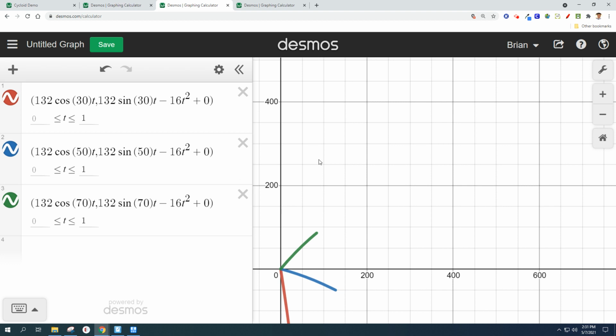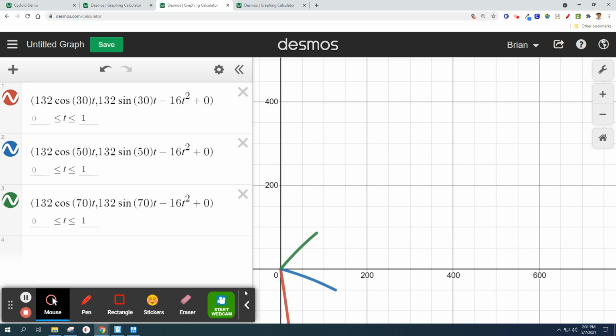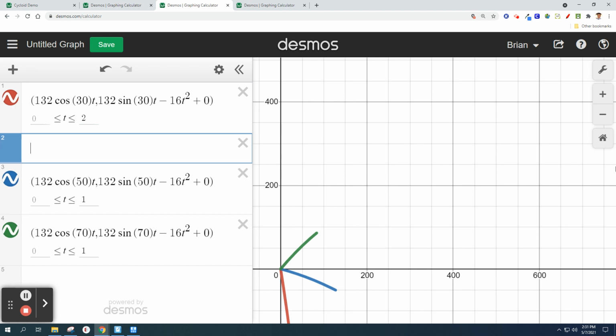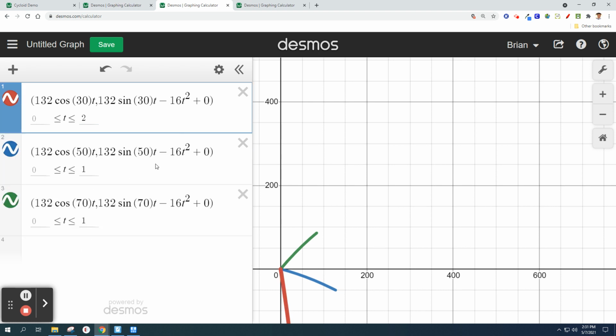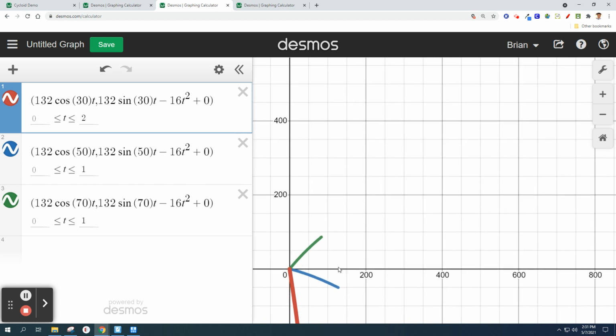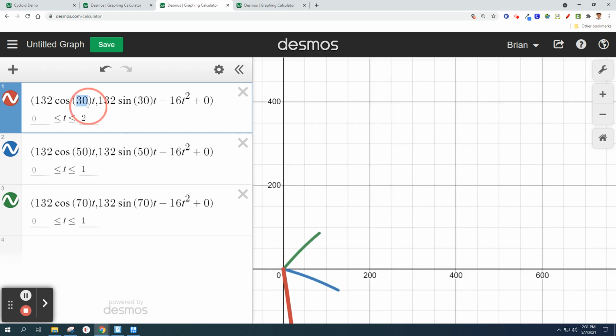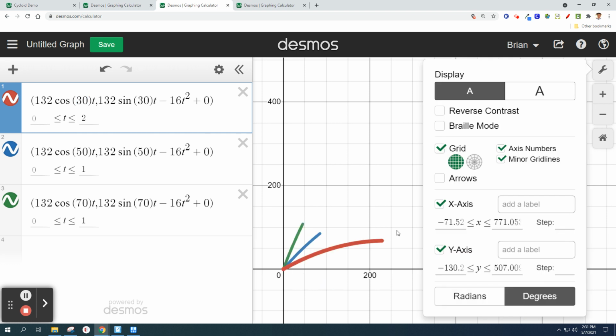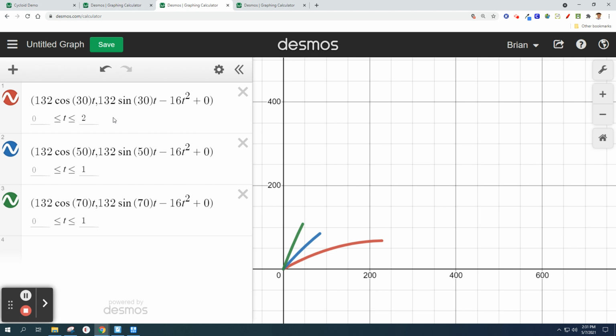So check it out. When you plug those equations in, you get kind of a weird result. There's the 30, there's the 50, there's the 70, but it has to do with this boundary. So if you kick up this boundary a little bit, something weird is happening. Oh yeah, I'm in degrees, right? You've got to make sure you're in degrees on your settings. Okay, so that'll be better.